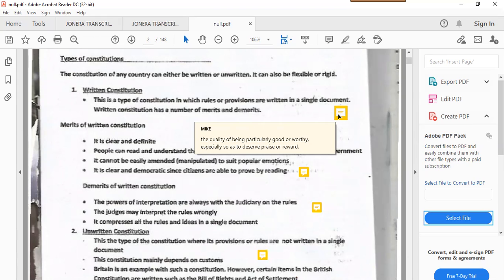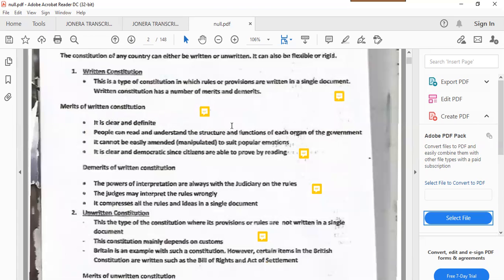So the definition of a merit is what I've written on the display screen there. For a constitution to have a merit, it's the quality of being particularly good or worthy, especially so as to deserve praise or reward. So something that's very good and worthy demands merit. Always give credit where credit is due. That's called giving merit, because of something that's particularly good or worthy. So when someone says, what are the merits of these constitutions? They are saying, what are the good, desirable qualities that deserve praise and reward for this type of constitution? I hope you're following.